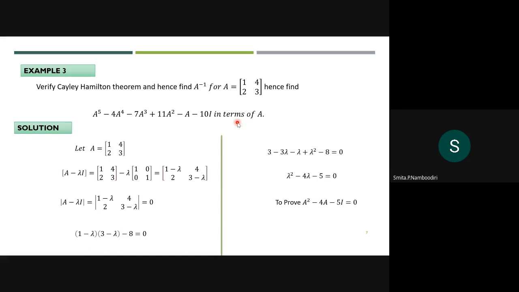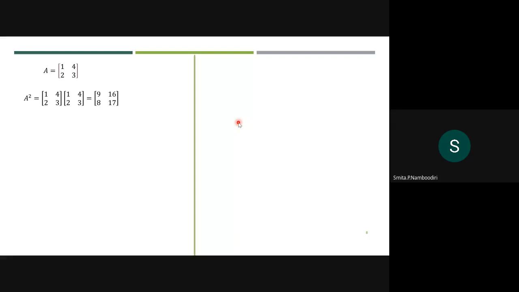A square will be equal to, directly you can use calci and calculate A square directly also. A है तो A square हो जाएगा. Is it okay? 9, 16, 8, 17. First row, first column: 1 into 1 plus 2 into 4, 9. 1 into 4 plus 4 into 3. Just check कर लो, this A square की value ये आती है क्या? Use calculator and check your answers. Yes है ना, ठीक है.